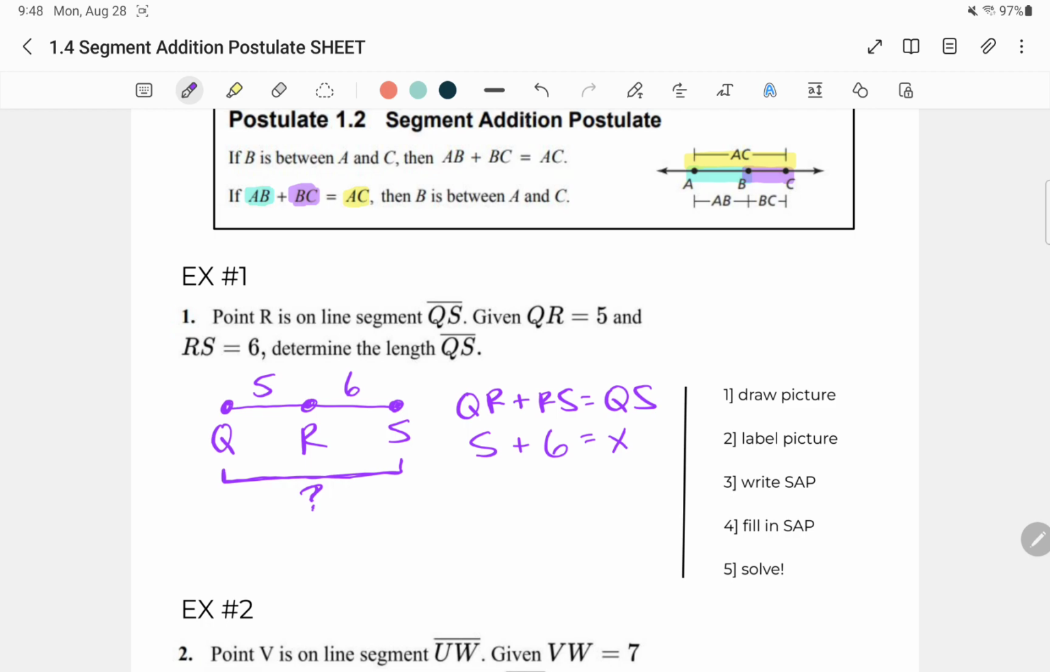And now I can solve from here, right? 5 plus 6 gives me 11. So my answer is 11. Or I could just look at this. If I know that QR is 5, RS is 6, I know this whole thing is going to be 5 plus 6, right? It's 11. But we're going to still write this segment addition postulate every time because that gets us used to doing it for the next kind of questions, which will be example number 3.